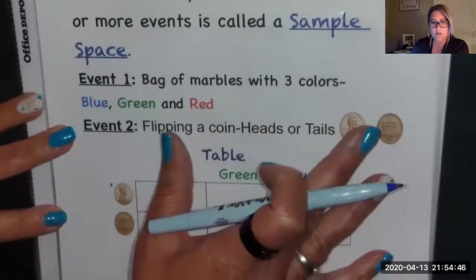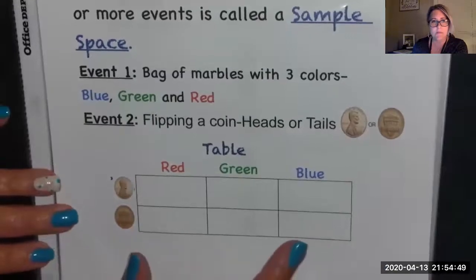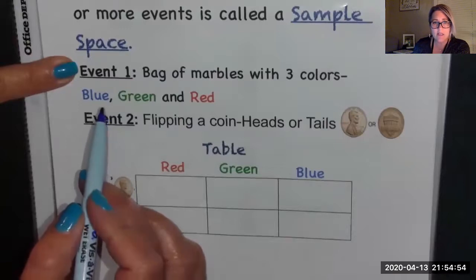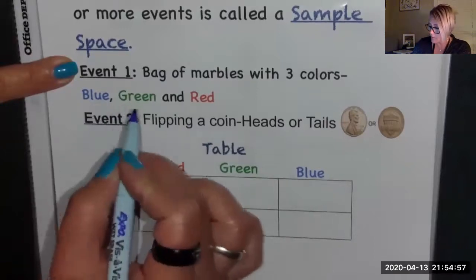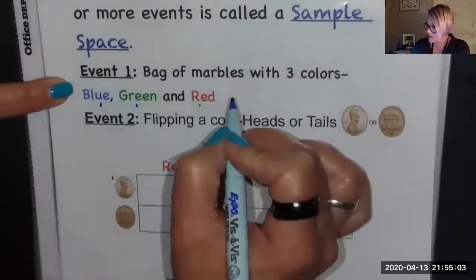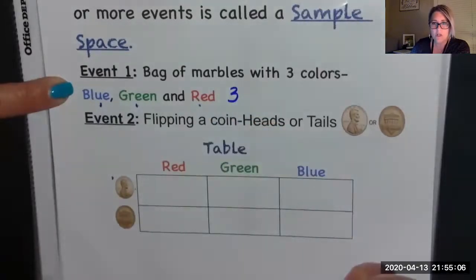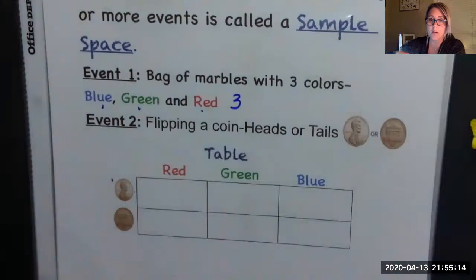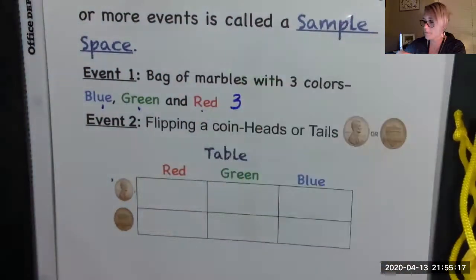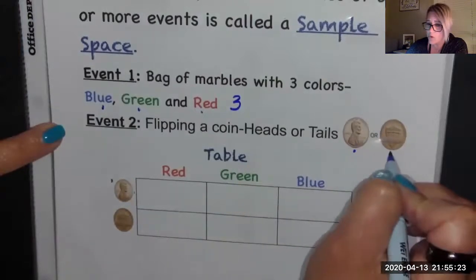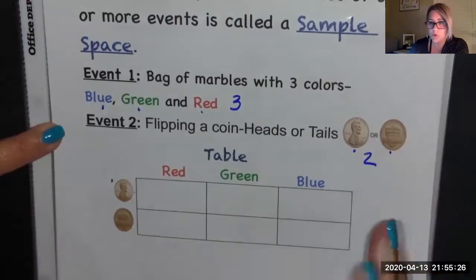So we put together a sample space right here, and I put it into a table. Event 1 is we are going to draw a marble out of a bag that contains 3 different colors. We have either a blue marble, a green marble, or a red marble. So you have 3 actual options in event 1. There's 3 possible outcomes. I can either draw out a blue, a red, or a green. Okay, ooh, I got a green. Okay, so second one, we can flip a coin. What can we get? We can get either a heads or tails. So we have a possible of 2 outcomes.